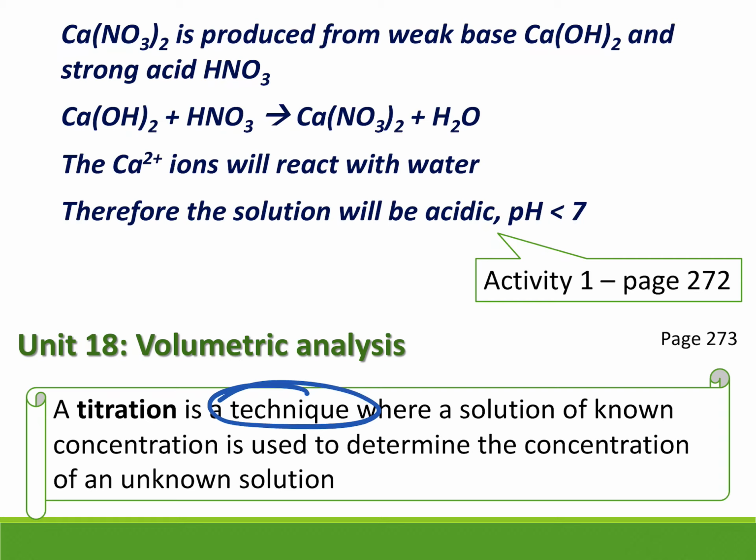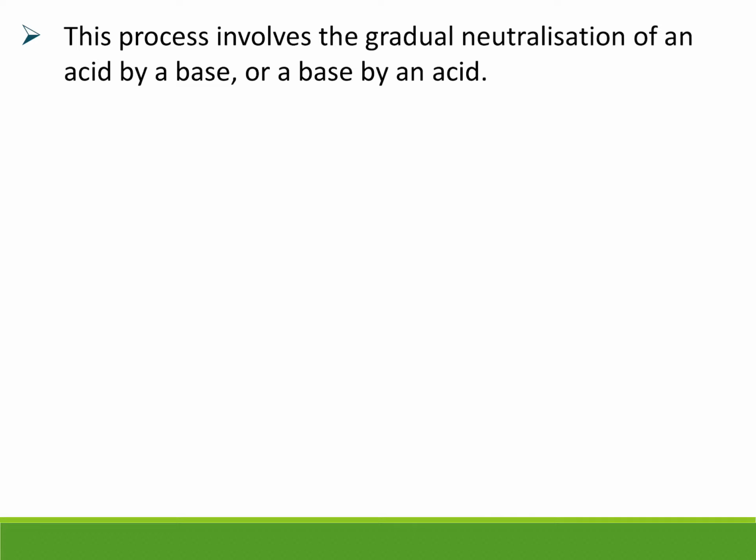A titration is where a solution of known concentration is used to determine the concentration of an unknown solution. We use this in acids and bases because it's very useful. The reaction is known as a neutralization reaction. An acid and a base, when they react together, is known as a neutralization reaction. The process, the technique we use, is titration. Titration is not a type of reaction. The type of reaction is a neutralization reaction.